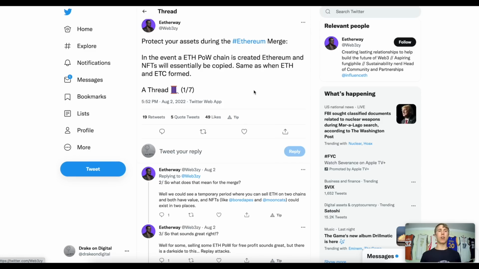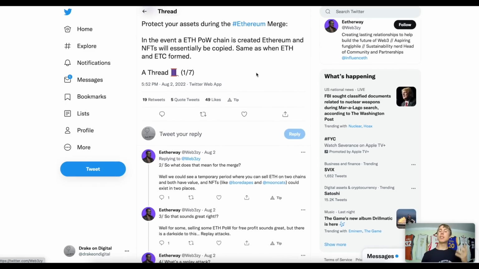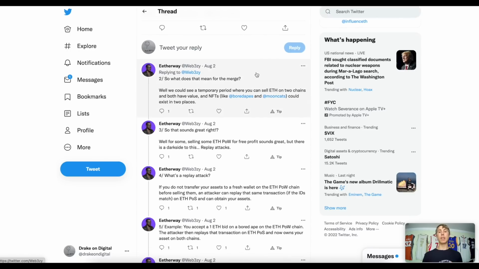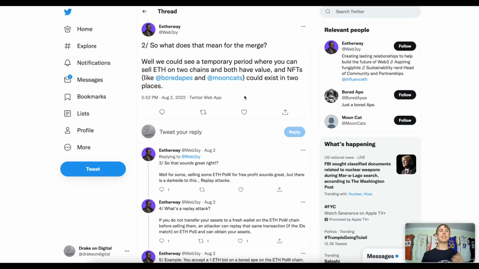However, if you want to capitalize on the opportunity, here are some things to consider and how you can protect yourself. Here's a tweet on how to protect your assets during the Ethereum merge. This is if there is a fork to occur. This is specifically for NFTs, so please keep this in mind. As you can see here, we could see a temporary period where you can sell ETH on two chains and both have value. So you'll have proof of work Bored Apes and proof of stake Bored Apes.